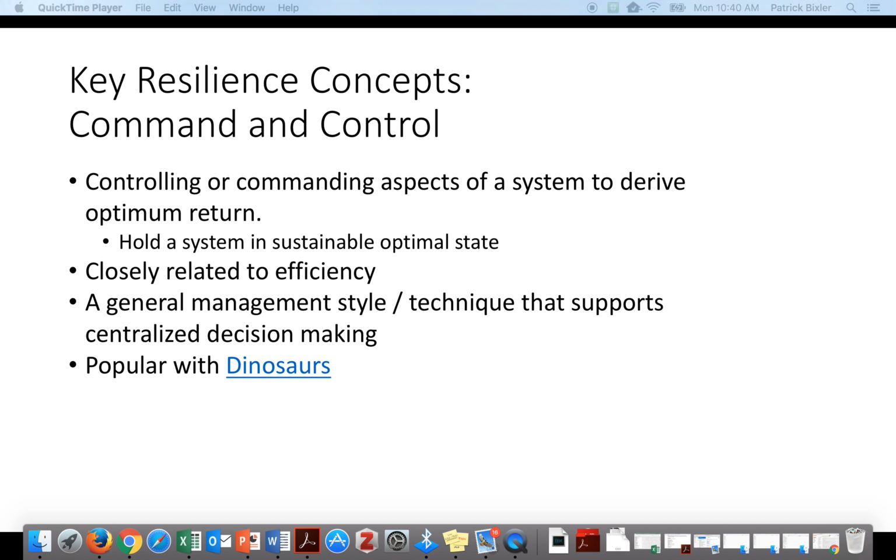And generally command and control is a management style. It doesn't have to be natural resource management. It could be any type of corporate management, etc. And apparently it's popular with dinosaurs. If you're interested, click that link, and there's an article on dinosaur organizations that use command and control.